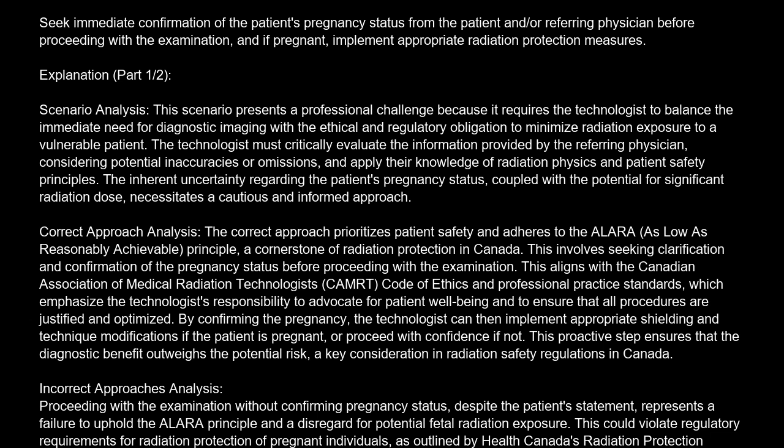The correct approach prioritizes patient safety and adheres to the ALARA, as low as reasonably achievable, principle, a cornerstone of radiation protection in Canada. This involves seeking clarification and confirmation of the pregnancy status before proceeding with the examination. This aligns with the Canadian Association of Medical Radiation Technologists, CAMRT, Code of Ethics and Professional Practice Standards, which emphasize the technologist's responsibility to advocate for patient well-being and to ensure that all procedures are justified and optimized.